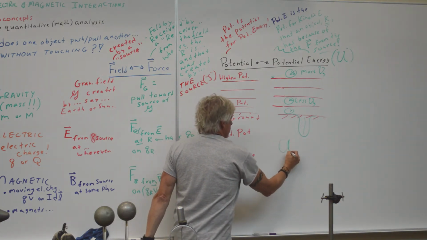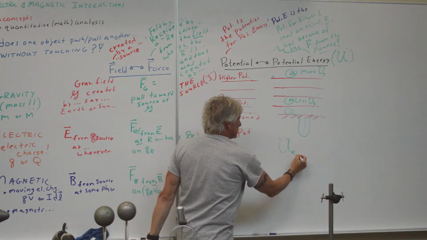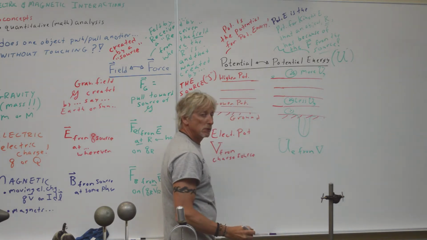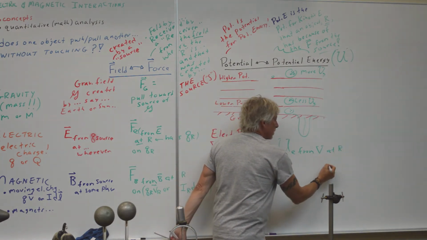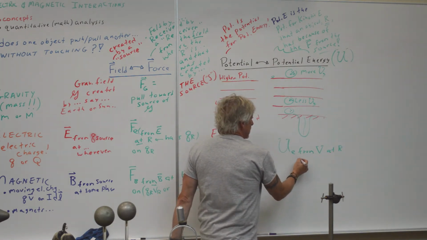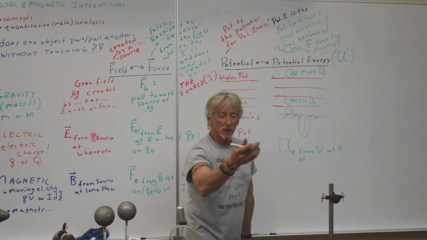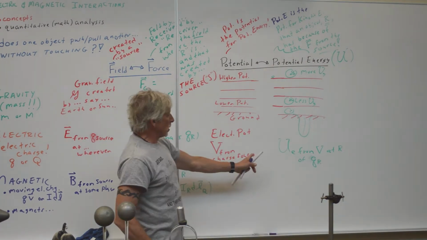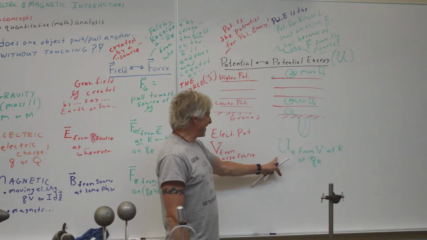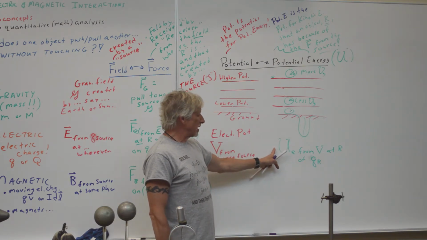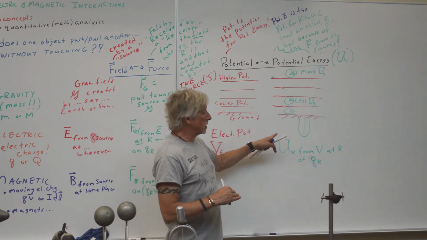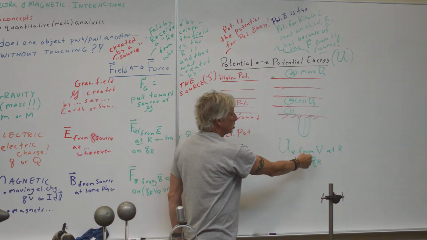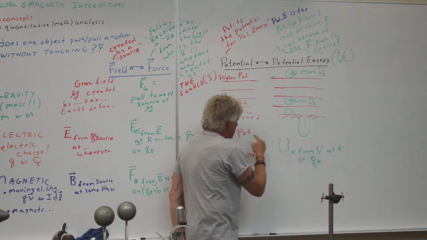So, U electric from that potential at the receiver, and we often say the potential energy of the receiver, or let me say it this way, of the electrically charged receiver. So the potential energy depends on the potential and how much you put at that potential. The potential is created from the source.